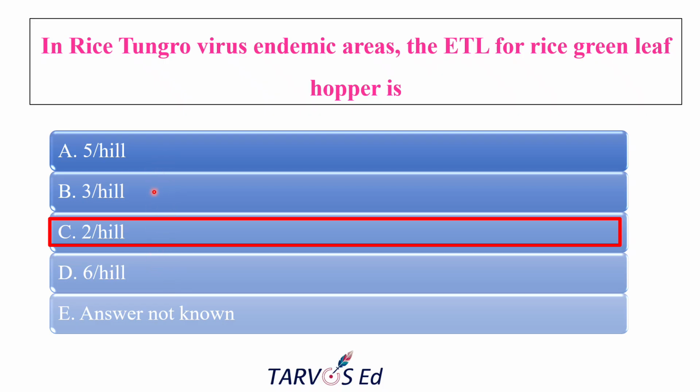It means that in this case the complete field will be devastated. If we allow this much, 5, 6 or 3, it is more than the threshold, right? So definitely there will be yield loss. So for the rice leafhopper in a rice Tungro virus endemic area, 2 per hill is allowed.